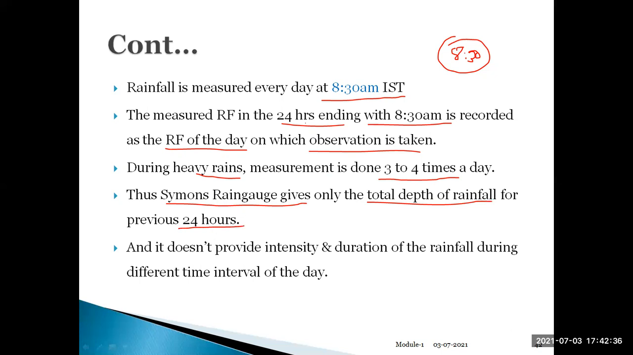So as I have already mentioned, it will give you the previous 24 hours data, and it does not provide the intensity and duration of rainfall during different time intervals of the day. So it won't give you how much intensity of rainfall has occurred and in which duration how much quantity has occurred. So that intensity and duration is not available from this non-recording rain gauge.